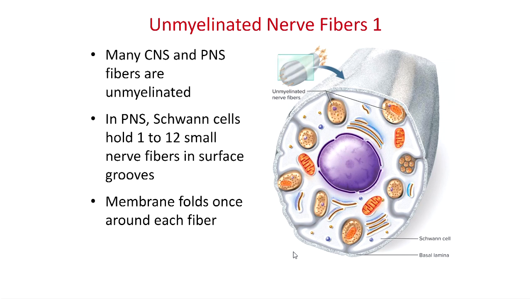Now within the peripheral and central nervous systems, we're going to have myelinated and unmyelinated fibers. Oh, excuse me. Oh, I need to drink more coffee.